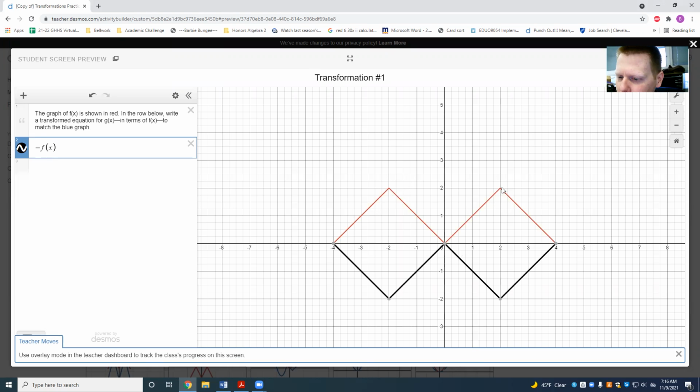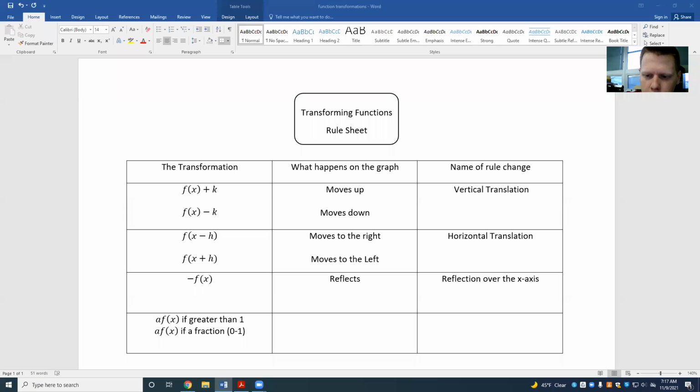Basically, every point flips over. So for example, an easy way to do this, if you are doing this by hand, see this point's up 2, now it's down 2. This point was up 1, now it's down 1. Basically, whatever the y value is, or how high or low it is, you flip to the other side of the x-axis. All right, so if you want to take a second and write down this third row.